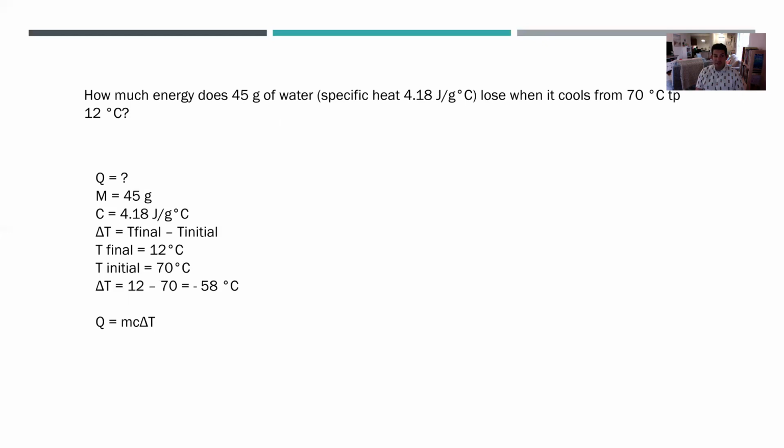Q equals mc delta T. M is the mass, 45 grams. C is the specific heat, 4.18. And delta T is negative 58. So we're going to multiply 45 times 4.18 times negative 58. We get negative 10,900 joules.